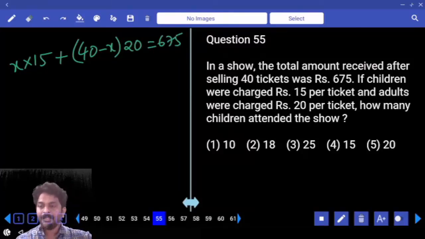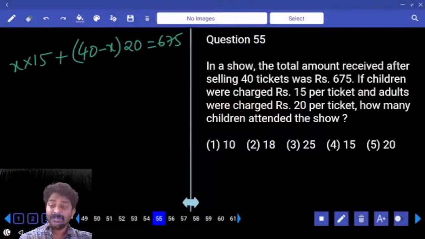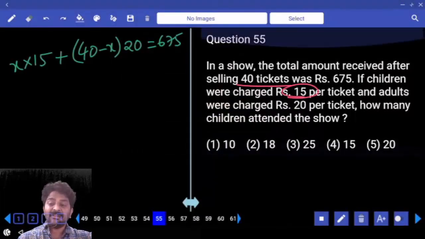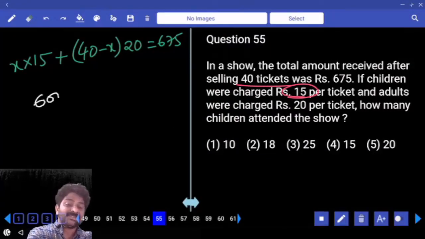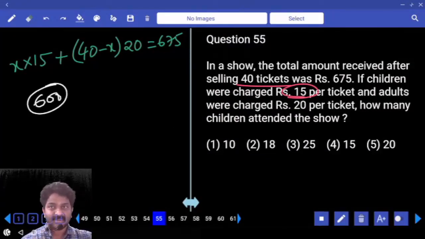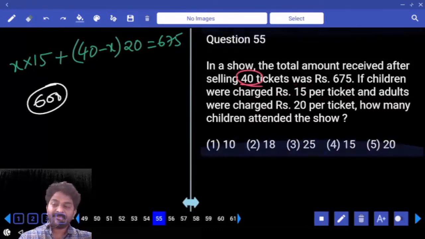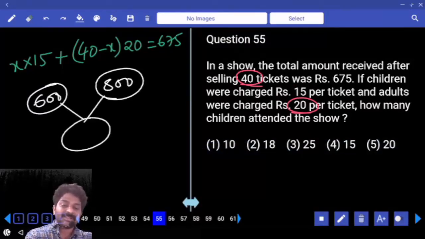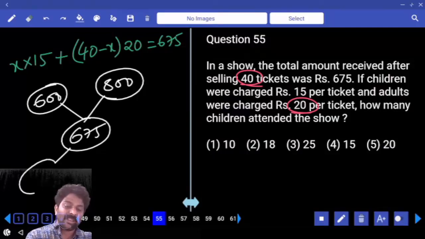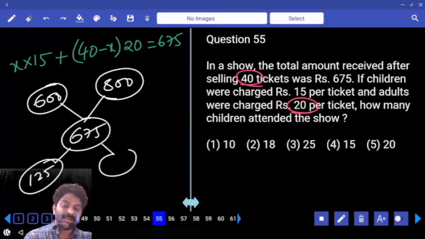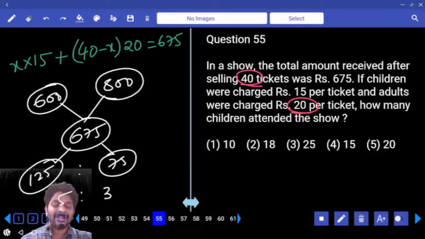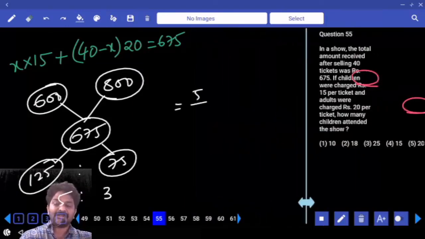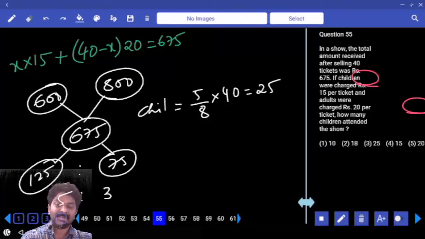Now you can even use the allegation method also. If all 40 tickets are children, 40 into 15, 600 would be collected. If all are adults, 40 into 20, 800 would be the collection. But the total collection is given as 675, so go for allegation: this is 125 and it is 75. Ratio 5 is to 3. So the children to adult ratio is 5 is to 3. Number of children is equal to 5 out of 8 into 40, that is equal to 25. So these are children.